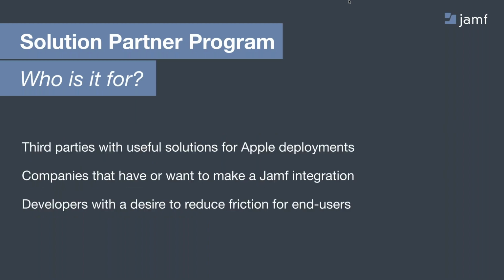The Solution Partner Program comes in 2 tiers, but both tiers have some commonalities and some requirements. First of all, we're looking to work with third parties that make really interesting or really useful tools that run on Apple. And we're also looking for companies that want to make or build a Jamf integration of some type, which we'll dive into in just a minute. And thirdly, Jamf's focus on that end user experience is what really drives us. So we're looking to work with developers and organizations that want to make that experience even better. And that is a critical piece to a great relationship with Jamf Solution Partner Program.